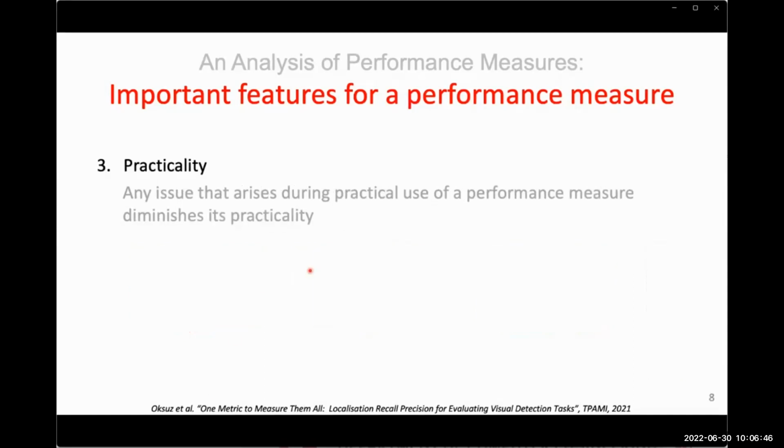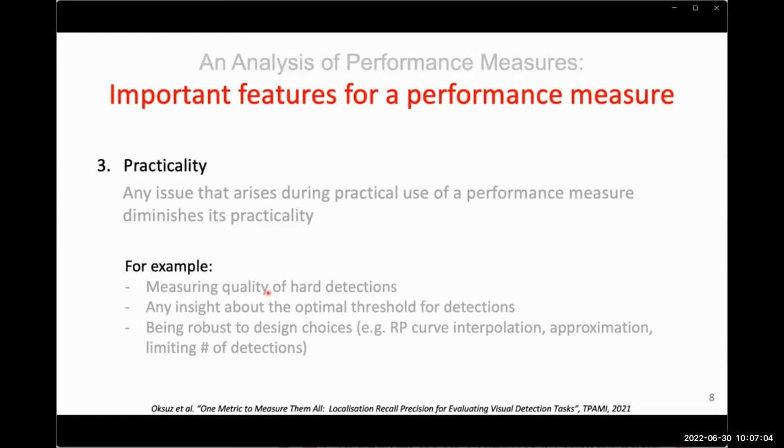The third feature is practicality. We can call a performance measure practical if it provides some practical benefits and if it does not have any practical issues during its calculation. What could those benefits and issues be? For example, are we able to apply the measure if we have the so-called hard detections? In other words, detections that do not have any confidence scores. Or is the measure able to provide any help for finding the optimal confidence threshold for the detections? Is the measure robust to design choices? For example, to the interpolation or approximation of a curve, or the number of detections per image or class. We will see that performance measures have different benefits and issues when they are applied in practice.